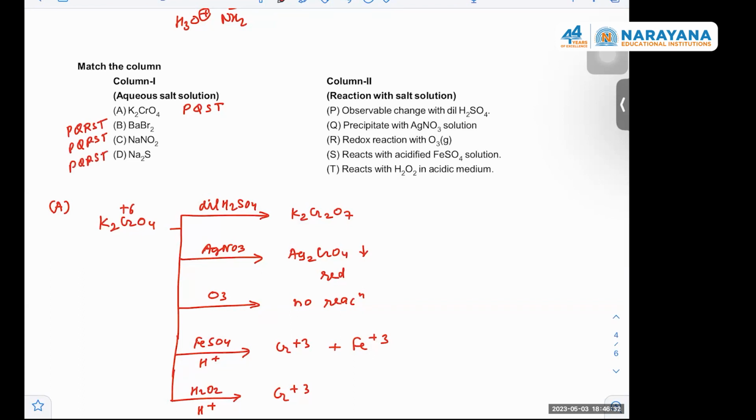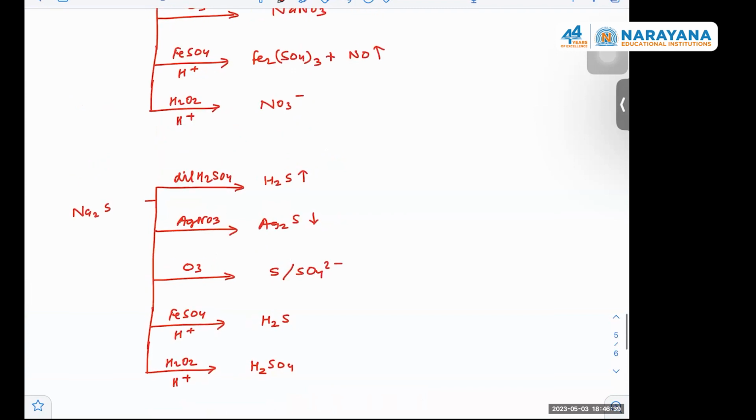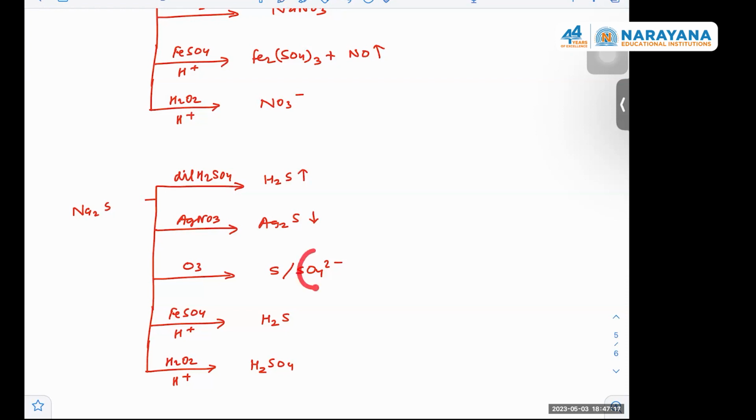Fine. Any doubt in this question? In any part? Sir, in the case of H2O2 and H plus, does Na2S oxidize to Na2SO4 or sulfur? Mainly in the acidic medium, it can go up to the highest state. In the case of ozone also, we can write that as a sulfate. Finally, it will be sulfate, because these are strong oxidizing agents.